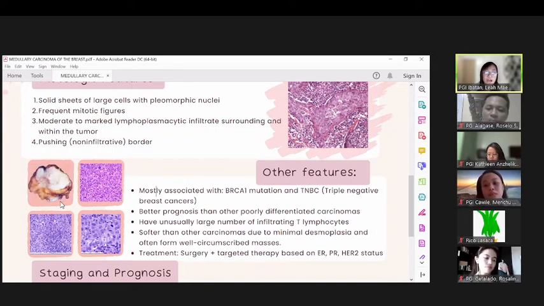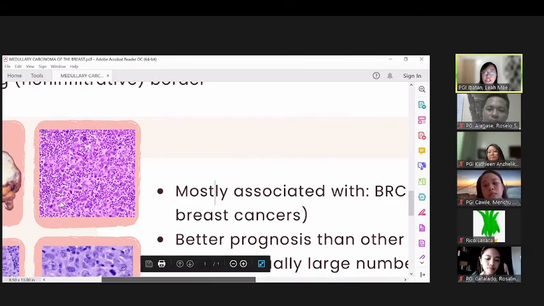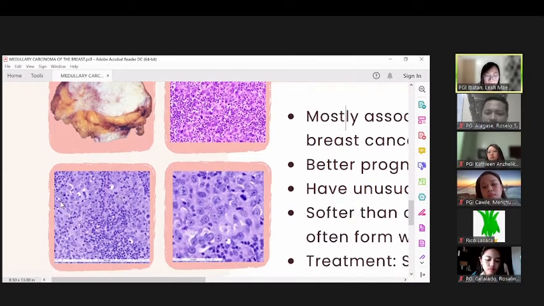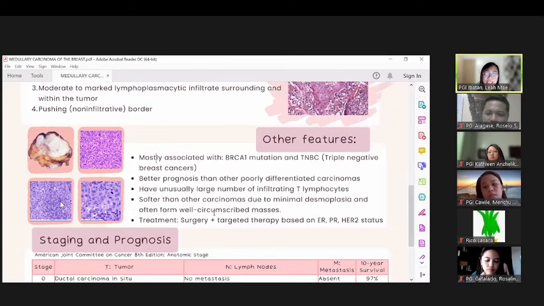So these pictures, I got them from Pathology Outlines. This shows the gross image of the invasive breast carcinoma with medullary pattern. There's a white mass with a circumscribed pushing border. And this one shows abundant lymphocytic infiltrates. Here, there are numerous mitotic figures, and here, the nuclei show mitotic figures and prominent nucleoli. And then I also included in my infographic the staging and prognosis in general for breast carcinoma.